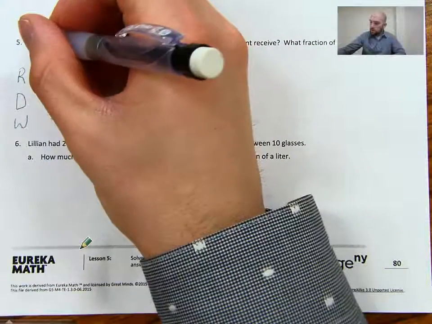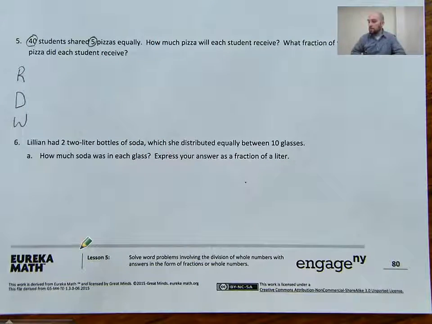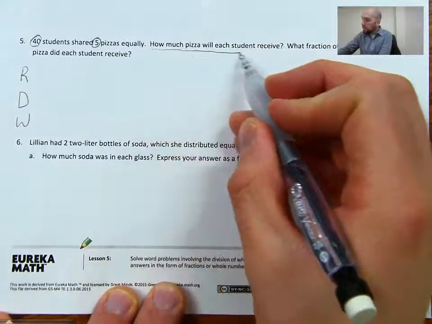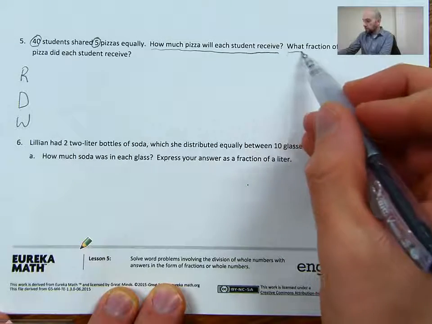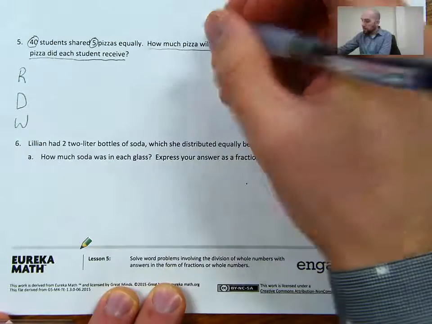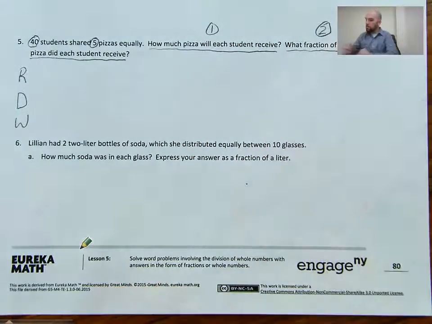40 students share 5 pizzas equally. How much pizza will each student receive? And what fraction of the pizza did each student receive? So we have a 2-part question here. We have to answer this part and this part. This is part one and part 2.